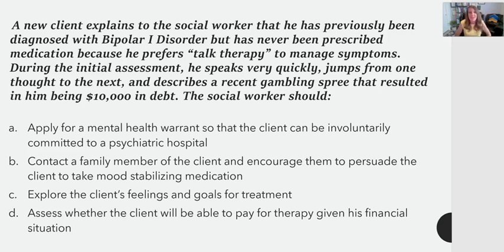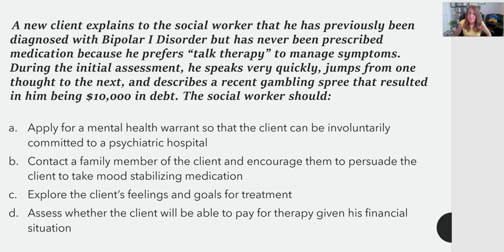So having some understanding of what these diagnoses are, what some different symptoms are, and what that might look like can be a helpful foundation for you. So you might even try to predict, okay, what would you first do if you got this information? The first option is to apply for a mental health warrant so that the client can be involuntarily committed to a psychiatric hospital. Contact a family member of the client and encourage them to persuade the client to take mood stabilizing medication. Explore the client's feelings and goals for treatment, or assess whether the client will be able to pay for therapy given his financial situation.